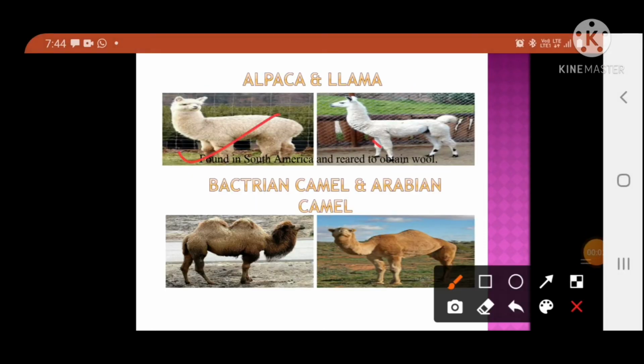Alpaca and llama are found in South America and they are also rare sources of wool. Bactrian camel and Arabian camel are reared in areas like Gujarat.